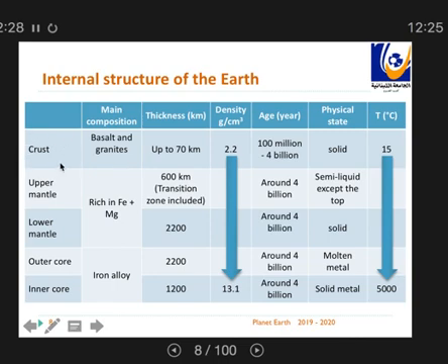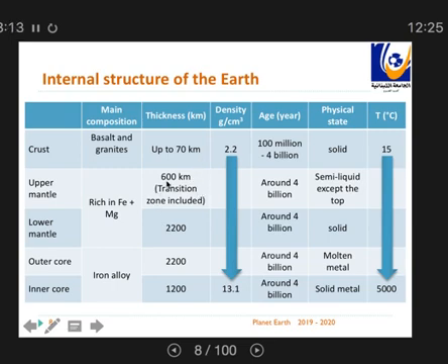you can see here we have the crust, the upper mantle, lower mantle, outer core, and inner core. We have the main composition, which is basalt and granites for the crust. Now the mantle is rich in iron and magnesium, and the core is mainly iron and iron alloys. Now regarding thickness, let's go back to it. The crust can be up to 70 kilometers, up to because it is not uniform in thickness, and we will talk about it in detail later. Okay, the maximum for it is 70 kilometers.